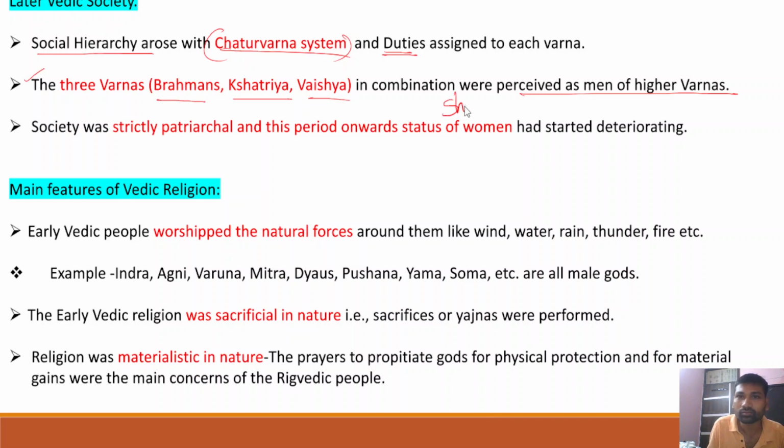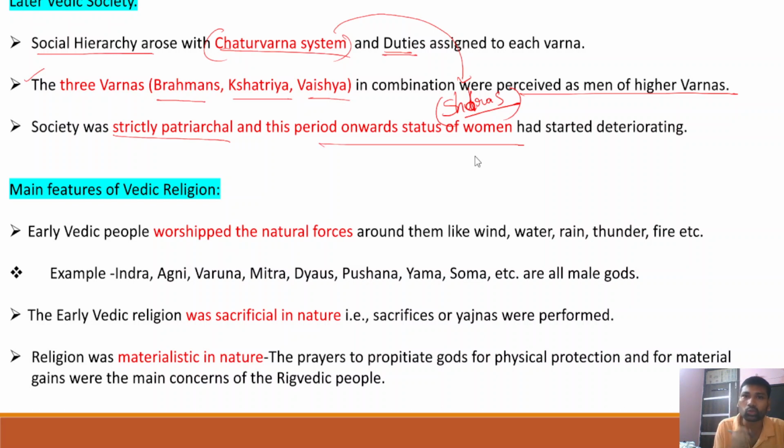However, Shudras were perceived as a lower varna. The modern caste system has also evolved from this Chaturvarna system, and caste exploitation has also evolved from it. Earlier, women used to have a respectable position in society, but in the later Vedic period, society became strictly patriarchal, with limited opportunities for women for education and participation in tribal assemblies. From this period onward, the status of women started gradually deteriorating.